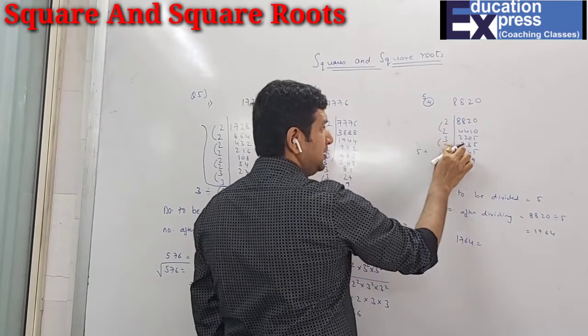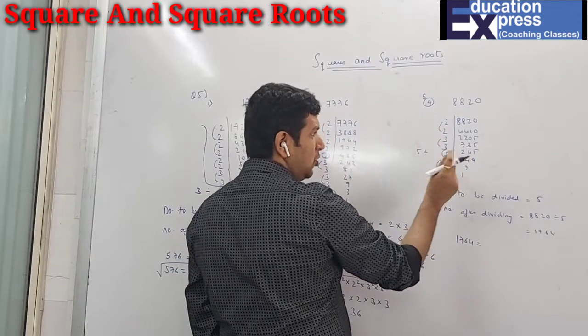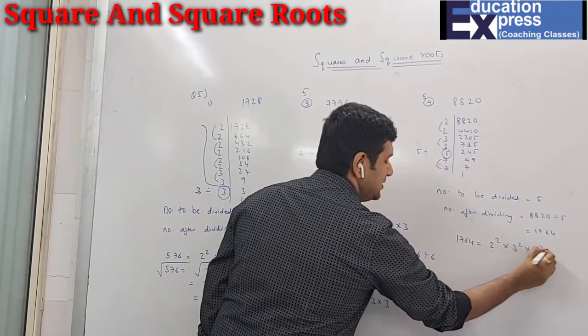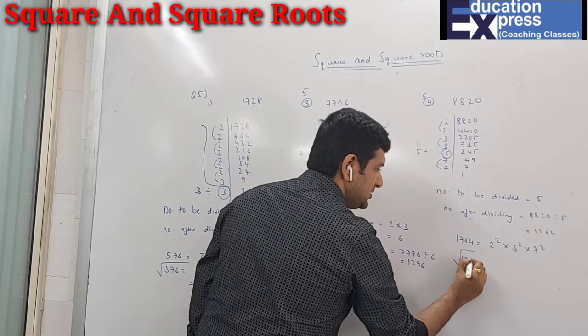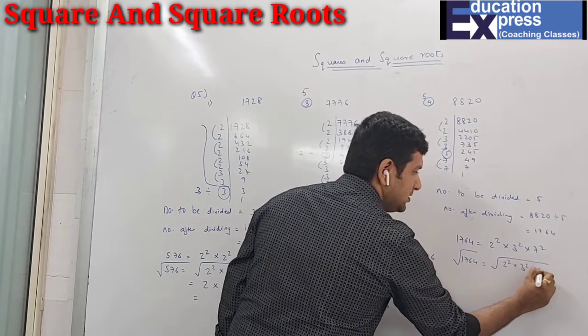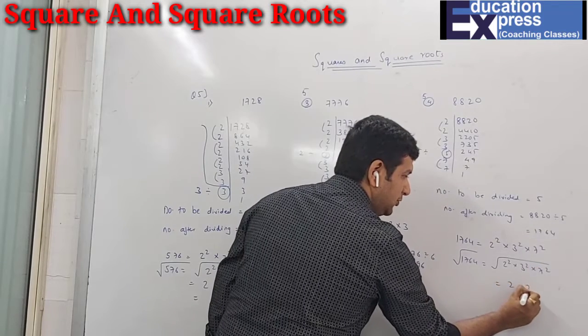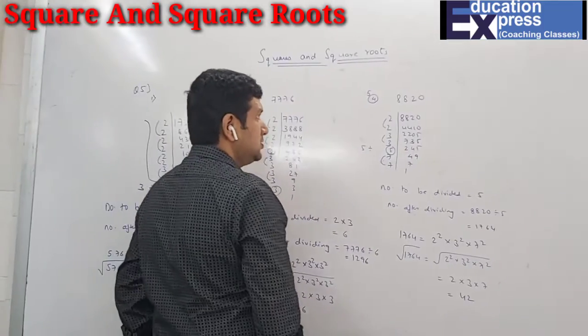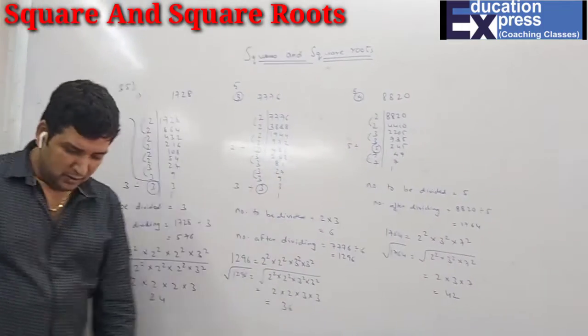Now it will be 2 square, 3 square, 5 I have divided, so it's gone now. Now 7. So 2 square, 3 square, 7 square. So when I take 1764's root, it will be 2 square, 3 square, 7 square. So 2 into 3 into 7, 6 7s are 42, is the answer. So by this we have finished your 5 questions.